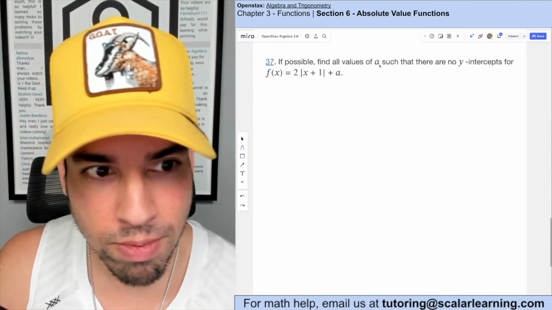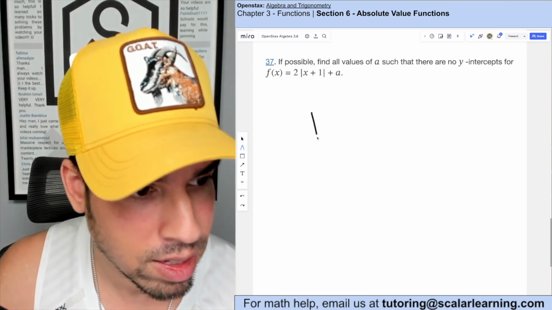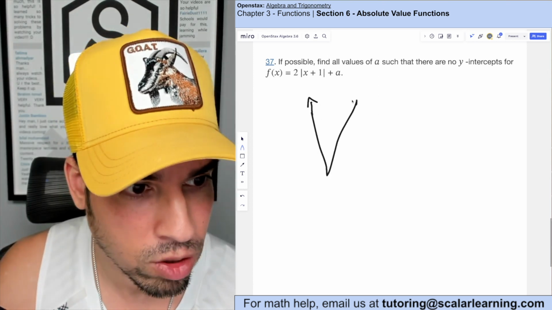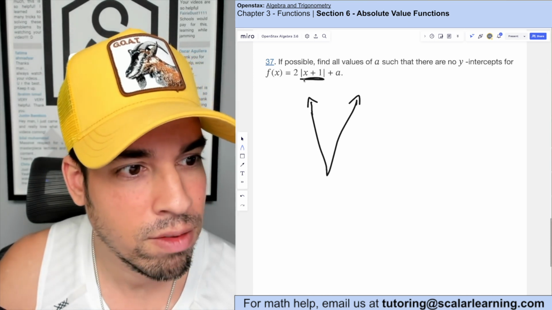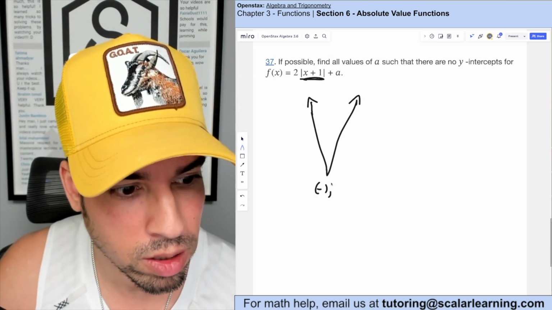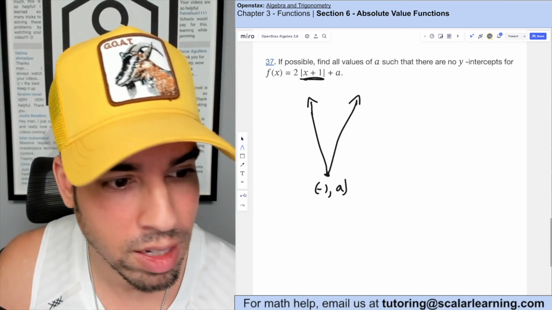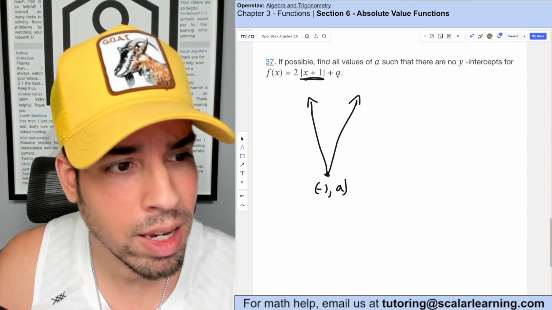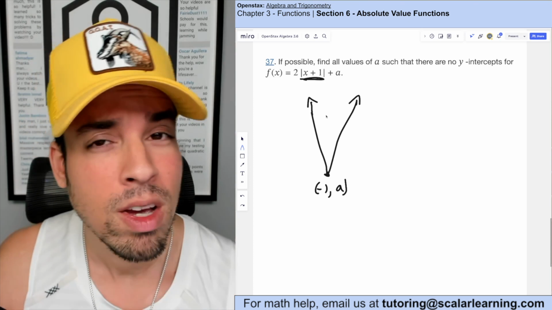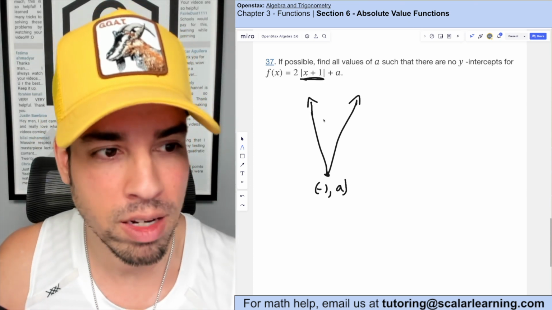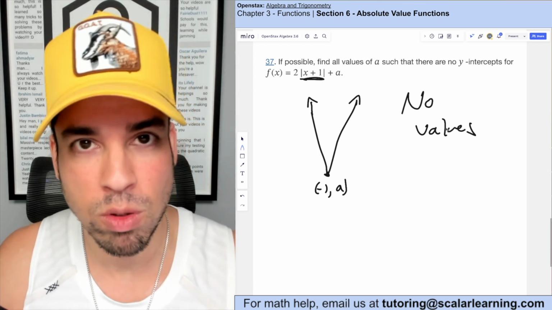So for this question, we're asked to find a value of a such that there are no y-intercepts. But this is going to look like a V no matter what, with a slope of 2 going to the right, -2 going to the left, and the vertex at -1, a, whatever that a value is. Well, this means that this side is always going to hit the y-axis at some point. All that a is going to change is the vertical placement of the vertex, moving it up or down. But it will always have a y-intercept, so there are no values that will get rid of the y-intercepts.